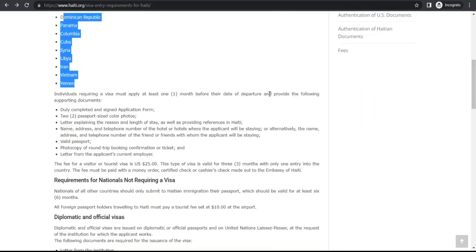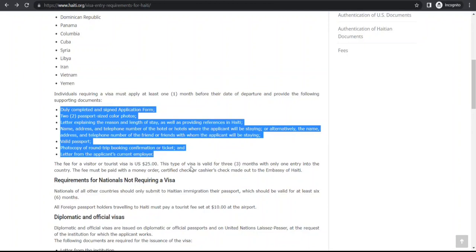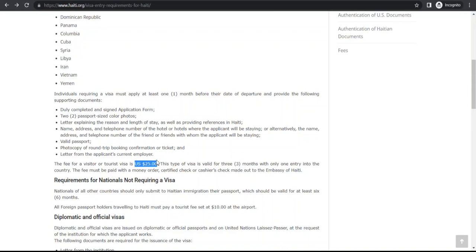And those who need one, they need to apply at least 1 month in advance with the following documents: completed application form, two passport size photos, a letter explaining the reason, length of stay, name, address, and telephone number of the hotel or hotels where they will be staying, valid passport, photocopy of round trip booking confirmation ticket, letter from the applicant's current employer. So these are the ordinary, or I would say general, documents needed for every kind of visa application for tourism, as I have seen.